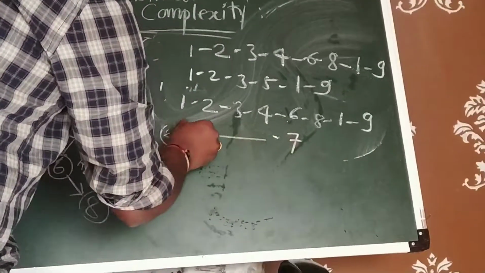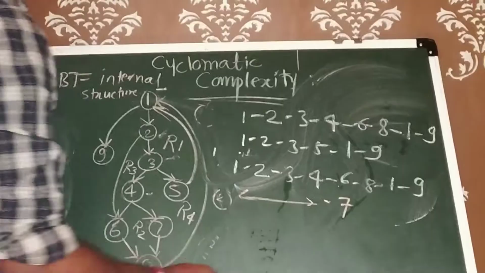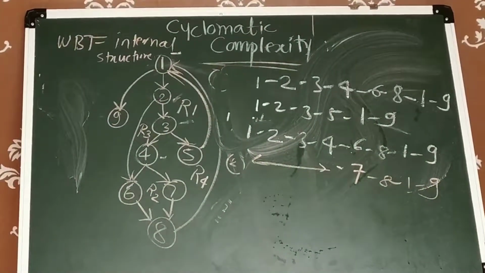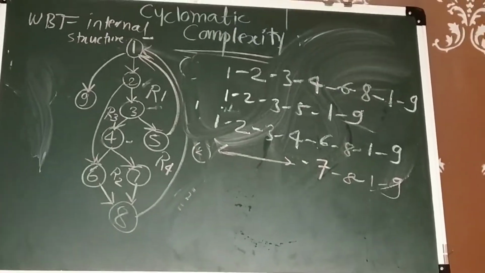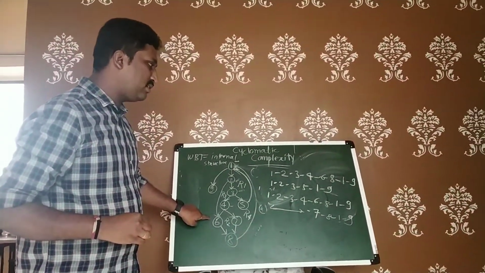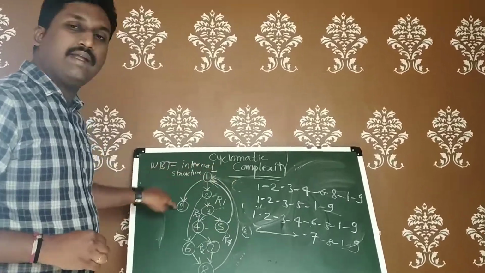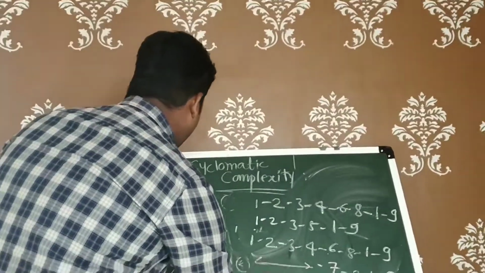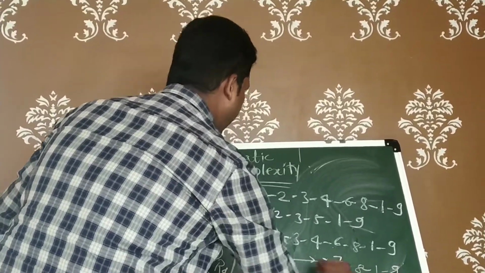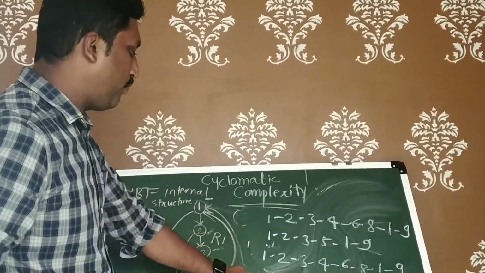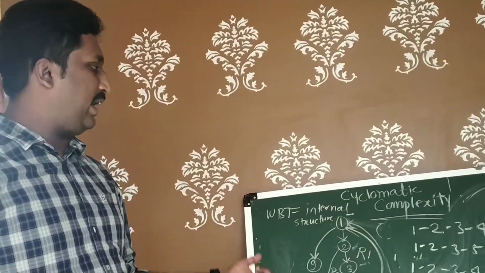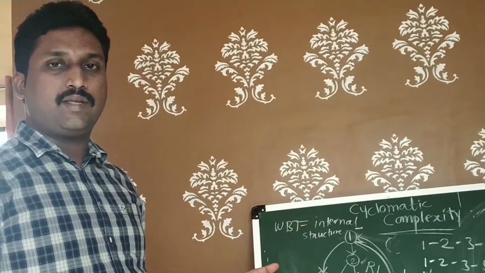Okay. These 4 will remain same. And one more path is via 1, 2, 6, 8, 1, 9. Okay, so 1, 2, 6, 8, 1 and 9. Total we are getting 5 independent paths. That is our cyclomatic complexity.